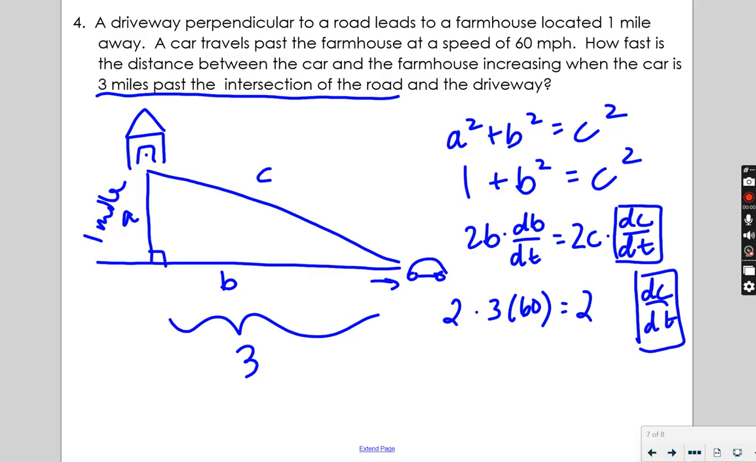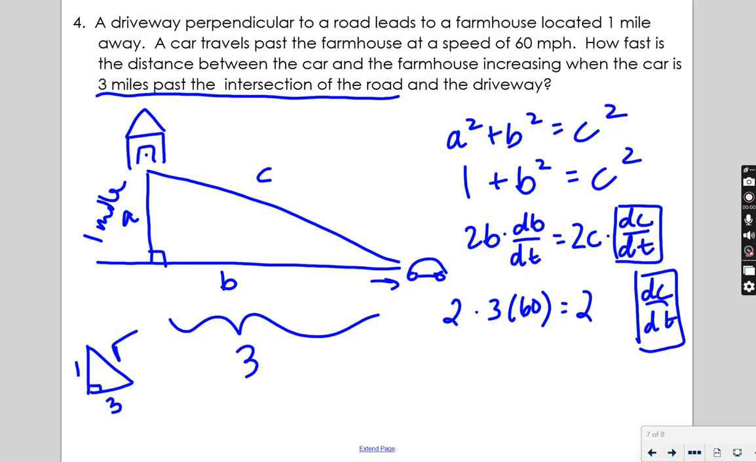Divide by 2? Nope. I'm trying to solve for dC/dt. I need to figure out C so that I can solve for that. Wouldn't it just be the original? Do the Pythagorean theorem. If you want to make a little triangle out to the side, I know this is 3, this is 1, so what would C be?